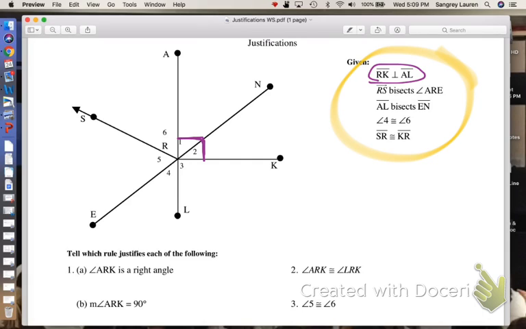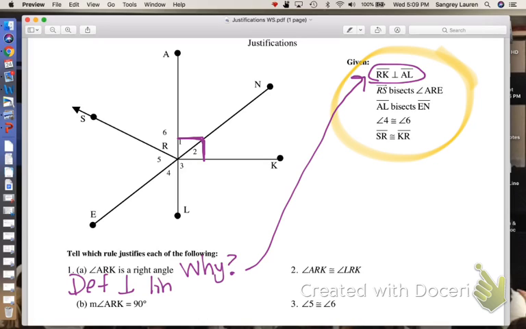So as you go through these questions, always ask yourself why, or how did I know that? How did I know that angle ARK is a right angle? Well, it's because of this piece of given information right there, the perpendicular lines. So this is definition of perpendicular lines. It is not definition of right angle. Now part B is saying, hey, angle ARK is 90 degrees. Why is it 90 degrees? Because of the definition of right angles.